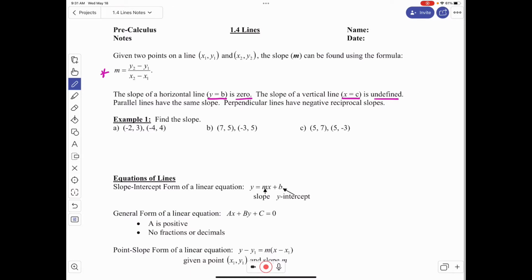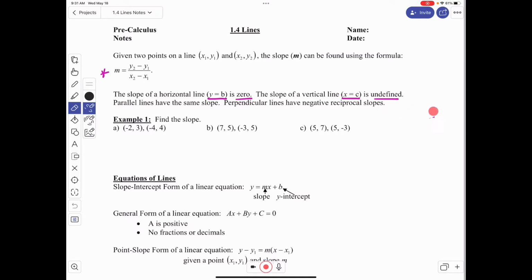Parallel lines are going to have the same slope. Perpendicular lines have negative reciprocal slopes. So for example, if your slope was 2, the perpendicular slope, a negative reciprocal, you would make it negative. The reciprocal of 2 is 1/2. You make that a fraction and you flip it.